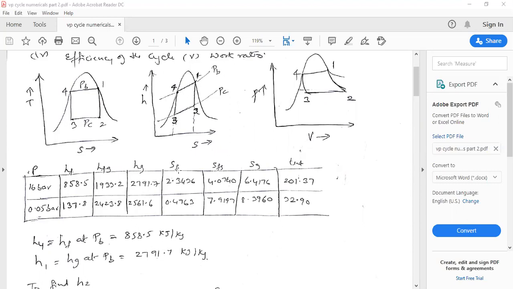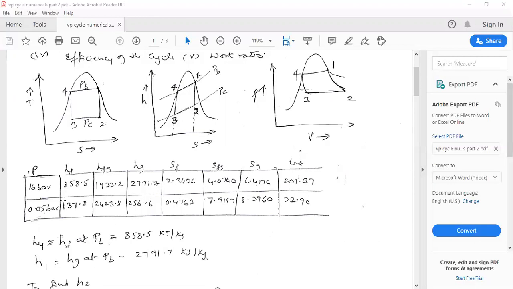Similarly, SF is the entropy of the liquid on the saturated liquid line. SFG is the entropy required to convert from liquid to steam. It is latent heat. Sg is the point lying on the dry saturated line. That is entropy at 16 bar pressure lying on this dry saturated line, that is point number 1, S1. And T saturated is the saturation temperature for the pressure 16 bar.